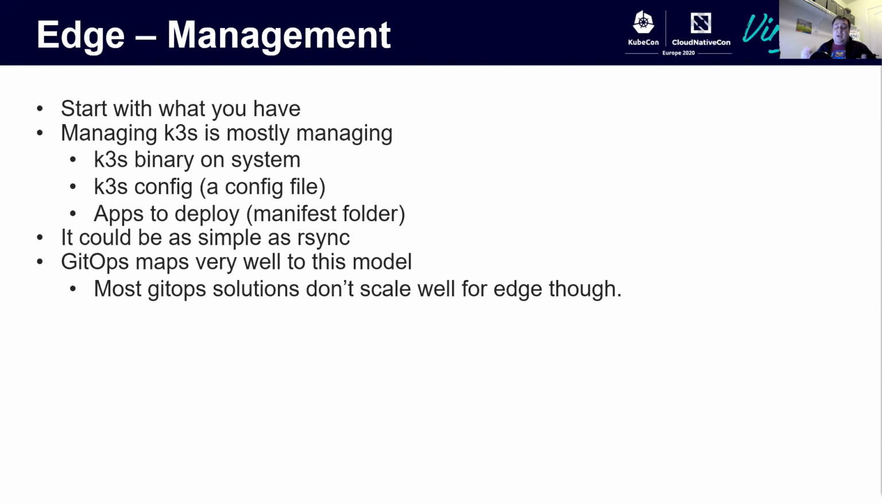And so this is where GitOps starts to map very well, a GitOps model of managing groups of clusters. The only problem with GitOps right now is that most GitOps solutions do not scale well for this edge use case because they have a push or pull. The push has a problem. It's just fundamentally not scalable because it's very hard to push out to thousands of clusters from a single point and then deal also with all the networking issues of doing a push model.